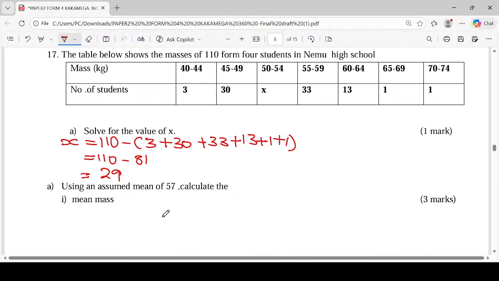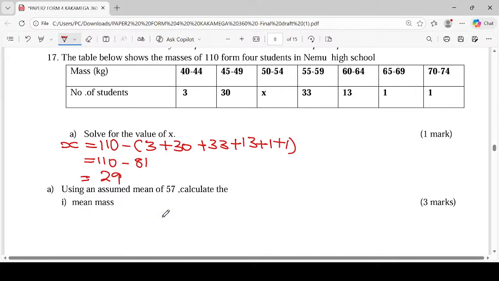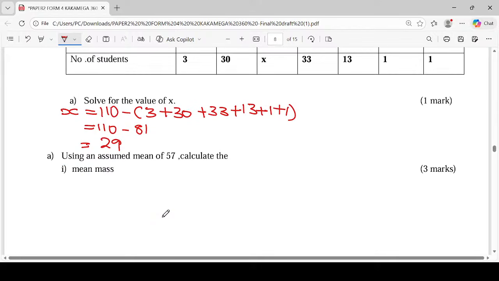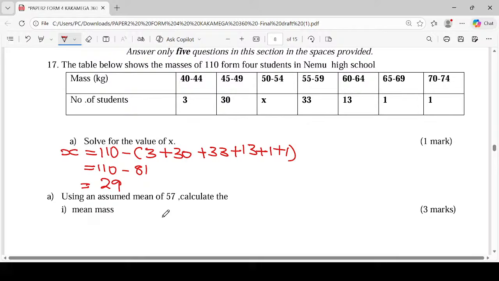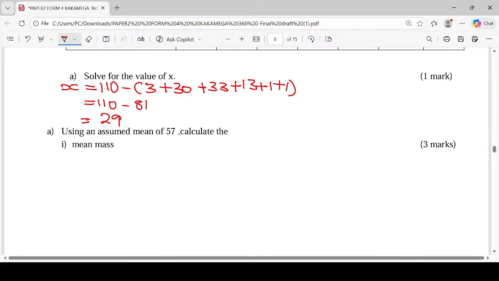So, in regards to our table, we are going to redraw this table vertically because it was laid horizontally. Now we have to structure it vertically to make our work easier. So I'm going to have a column for the masses, which becomes my class.